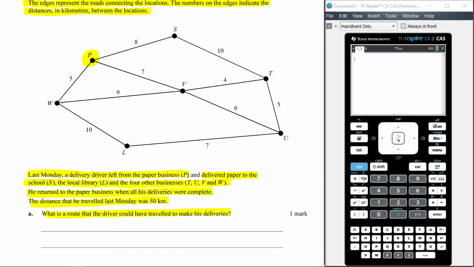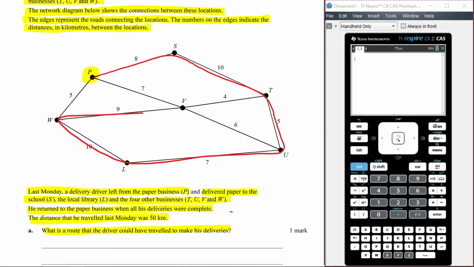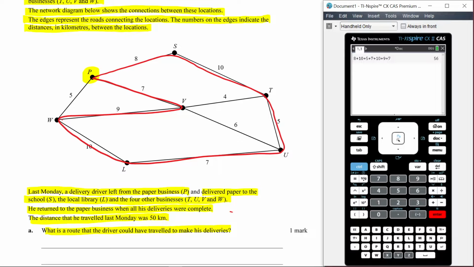So what I did here is I just first thought to myself, all right, what happens if he did this? So he went like this, this, this, this, this, this, this, and this. I'm like, all right, what if that happens? And then I added them all up, and what I found is I got a number too big. So I'm like, all right, I need to minimize this as much as possible. How can I make this smaller?